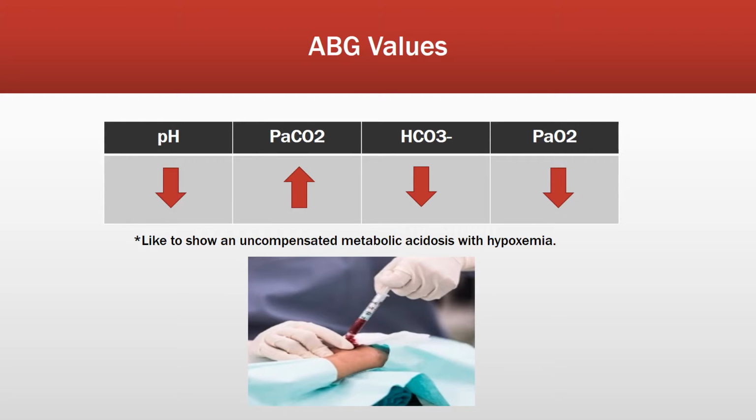ABG values, you will likely see an uncompensated metabolic acidosis with hypoxemia. The pH is going to be low. You'll have an increased CO2, a decreased bicarb, and a decreased PaO2.